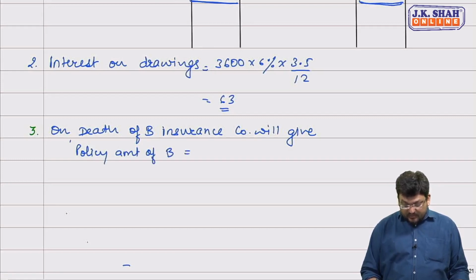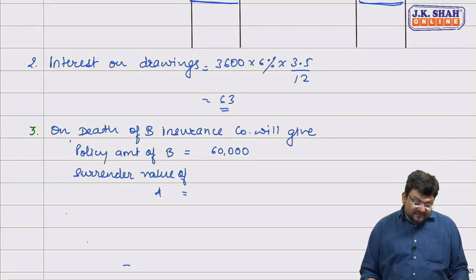जिसका डेथ हुआ उसका पॉलिसी मैच्योर हो गया, तो policy amount for B that comes to 60,000, and surrender value for policy of A and C. Surrender value for A, sir, it is 50% of his policy amount, that is 25,000. A का policy amount 50,000 है, उसका 50% 25,000. C 40% of policy amount. C का policy amount 30,000 है, 40% will be 12,000.